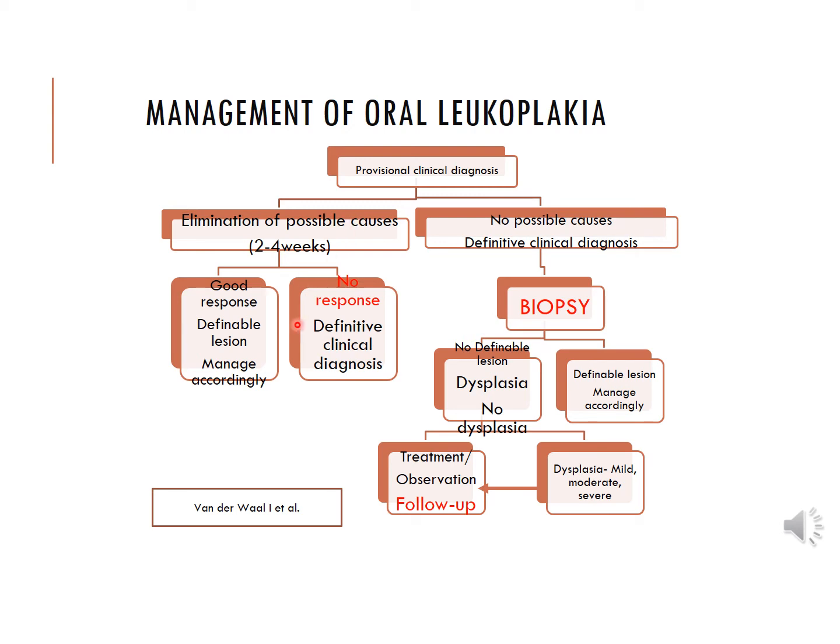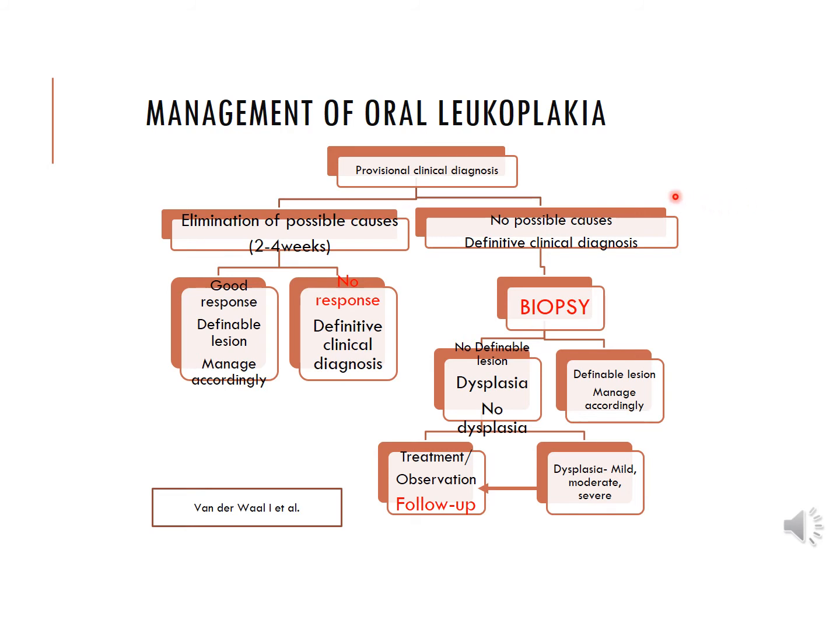If the patient has responded well and you know a definable lesion, that means you probably have a frictional keratosis, let's say, and then there is a sharp tooth. Maybe an enameloplasty has solved your problem, and hence you can manage that by doing the enameloplasty or changing the denture, if the denture is the reason why there is a white keratotic area there.